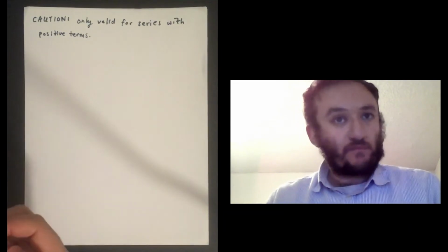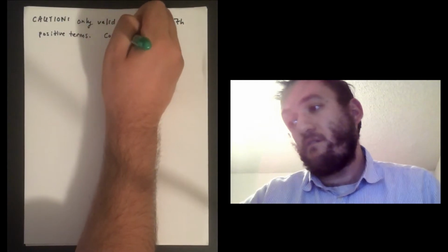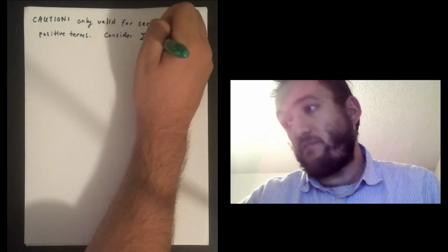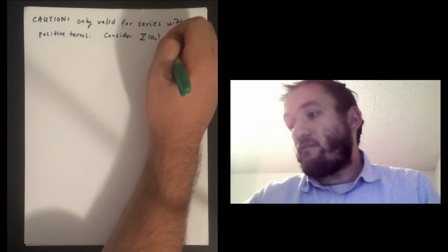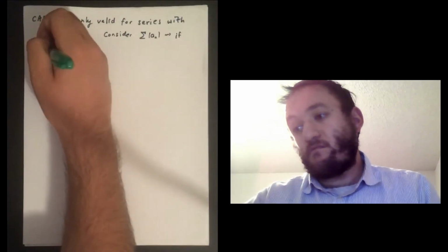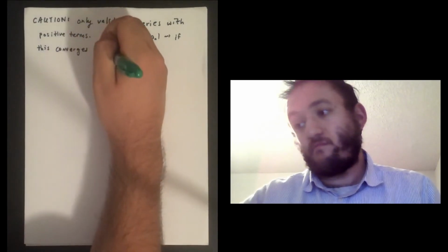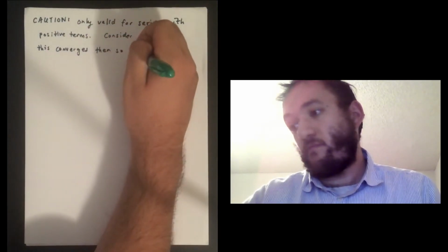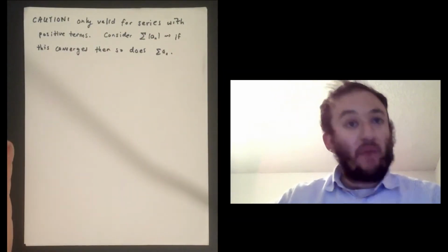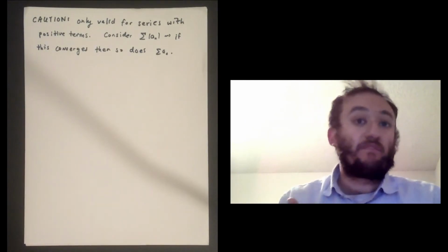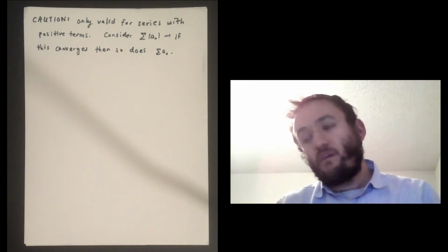So one way that you could fix that is you could just consider the absolute value of your series, the series of absolute values of a_n, and if this converges, then so does your series. Okay. And by considering the series of absolute values, you can use the comparison test and the limit comparison test without worrying.